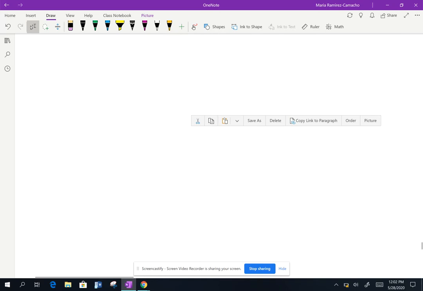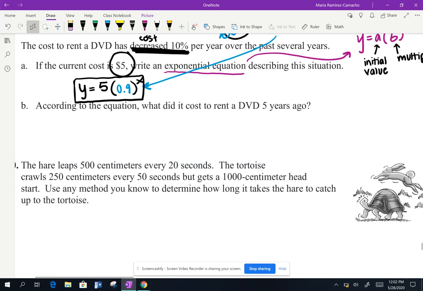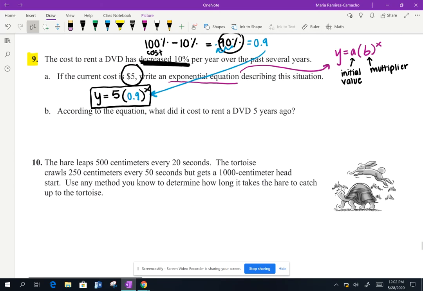If you're wondering what x and y represent, x would be the number of years, and y would be the cost.